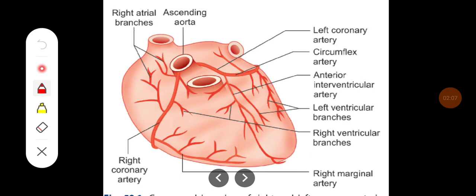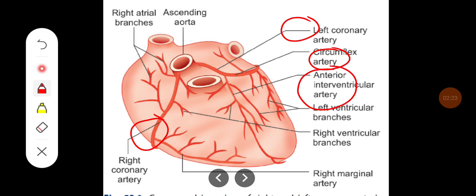So this diagram shows the blood supply to the heart. It is mainly by the right coronary artery and the left coronary artery. And the left coronary gives a circumflex artery, and another branch continues as the anterior interventricular artery, which is going to anastomose with the right coronary artery.